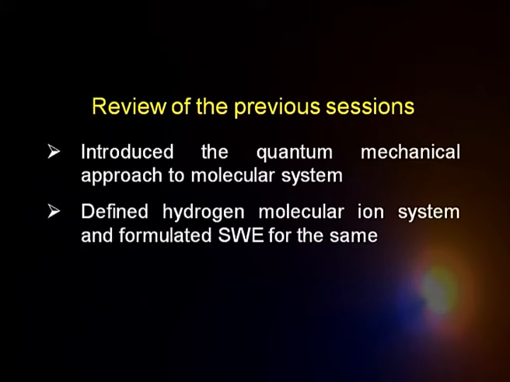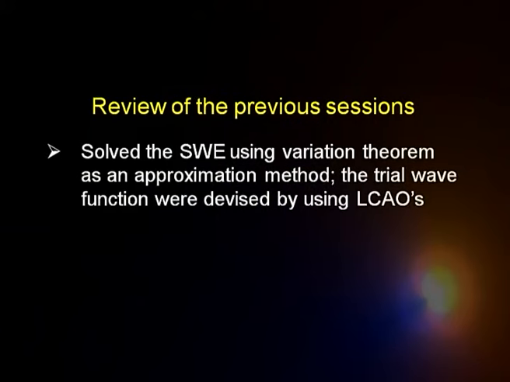Then we formally defined how we look into a hydrogen molecule ion, that means there are two nuclei and a single electron, and for such a system how we formulate a Schrodinger wave equation. Since this equation happened to be quite complicated, we resorted to some means of solving it, and in this process we talked about the approximation methods, and we used the variation theorem as one of the tools to solve the problem of the hydrogen molecule ion.